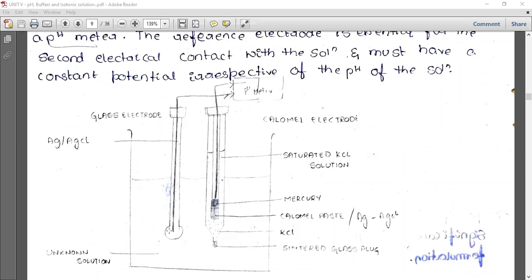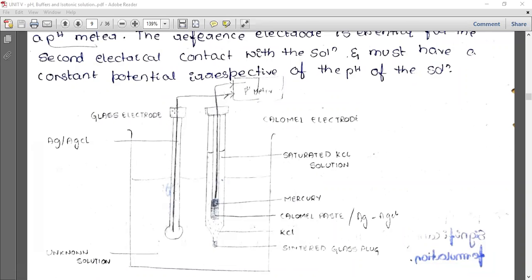What it does is that, since I told you it is filled with 0.1 normal HCl, it will help in permeation of only H plus ion through it. Okay, this particular glass allows movement of H plus ion through it. That's the speciality of this particular glass made of lithium or cesium oxide. Okay, this is the glass electrode or indicator electrode.